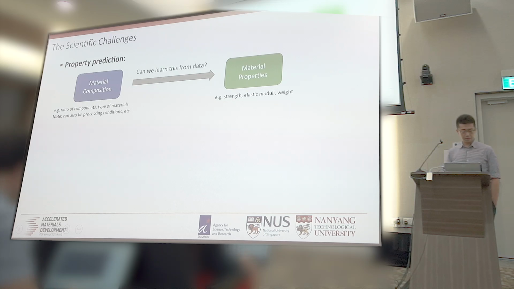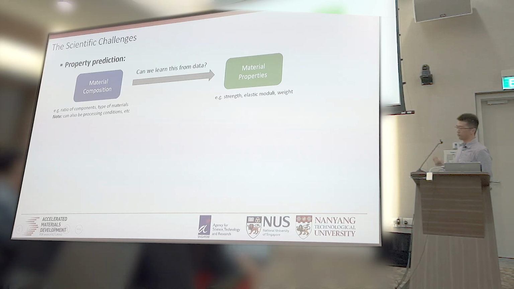conditions. You can think of these as things you can control in the lab or in your simulator. So you can choose what kind of materials you're going to use and what kind of conditions you're going to use to process the materials. And eventually, they will give rise to some material properties. For example, strength, elastic moduli, etc.